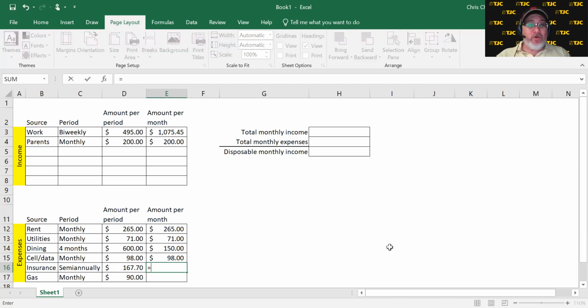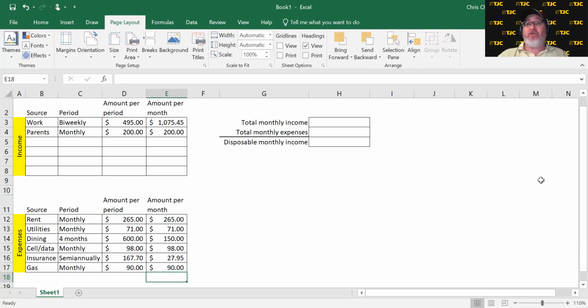So this equals 167.70 divided by 6, $27.95. And by the way, this does round if necessary. Our monthly gas, we're going to say, is $98 because that was our higher than usual gas bill the previous month. All right, so now I'm going to do a little bit more Microsoft Excel magic.